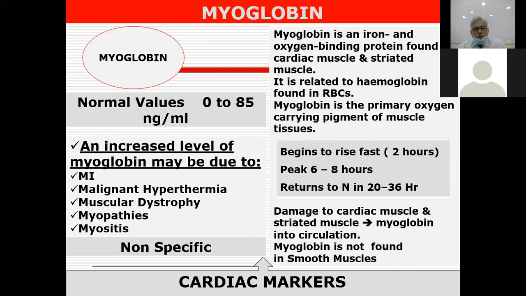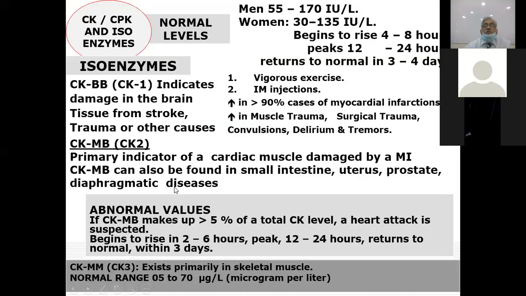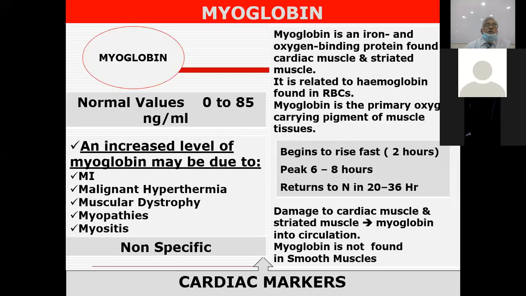I'm sure you know that smooth muscles are not discussed here. It's related to hemoglobin as well. So I have already told you that it's a non-specific investigation which shows a rise in RBC disorders, striated muscle disorders and cardiac muscle disorders. So myocardial infarction, muscular dystrophies, myopathies, and myositis we talked about already. Damage to all these cells can lead to a rise in myoglobin.